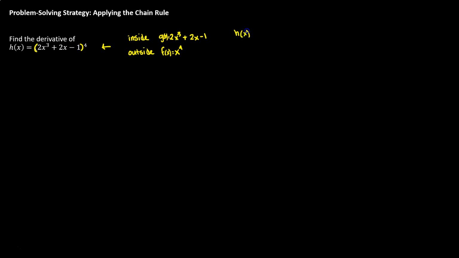So we're going to check that h of x really is the composition of the f and g functions that we've identified, meaning that I would take the g function and plug it into the f function. It's really important to check that we have the correct inside and outside functions, because if we picked them wrong, then we wouldn't come back with the correct answer.